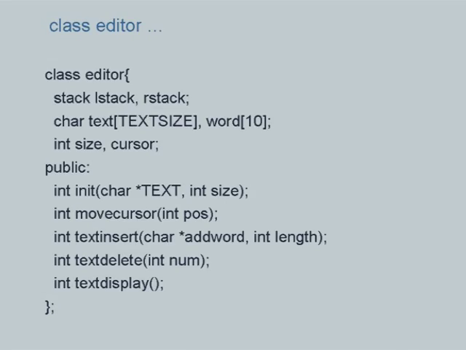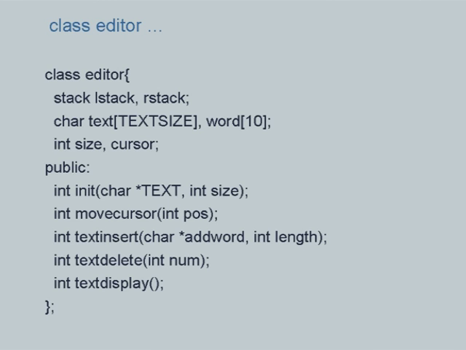You notice that whatever code we wrote for the main program last time, essentially we are factoring out some of that code from the main program and putting it into the implementation of some of the member functions of the editor class. To begin with, the private data for the editor class would be two stacks, the left stack and the right stack. Since we have defined the class stack, we can say stack L stack comma R stack.